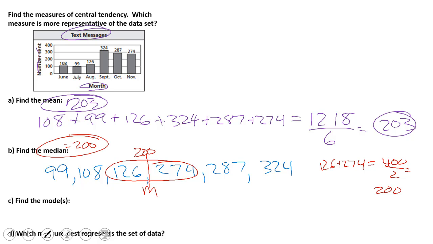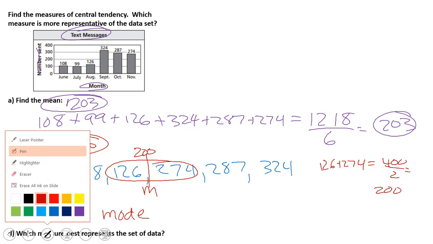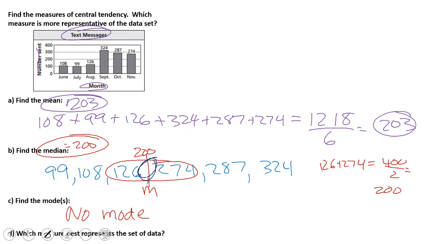My mode. Well, there is no item in the data set that is listed more than once, so there is no mode in this set of data. So that's helpful. So now I need to find the item that's most representative. And that would be, well, the mean. There is no extremes. However, there is a huge gap between 126 and 274. There is a massively large gap in here between 126 and 274.